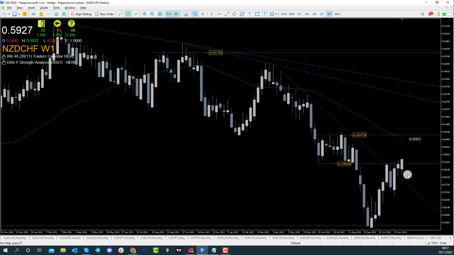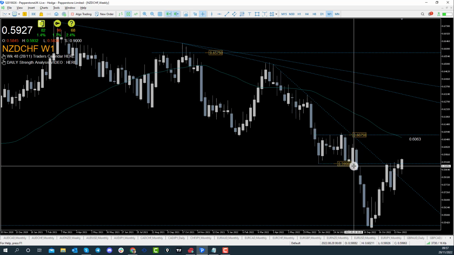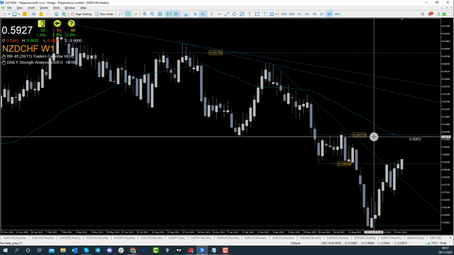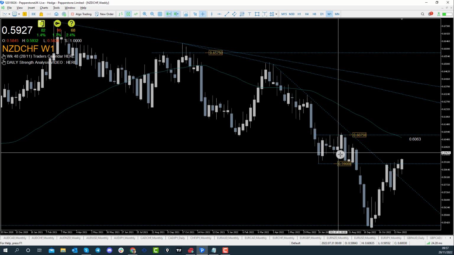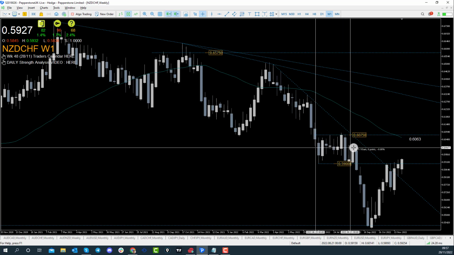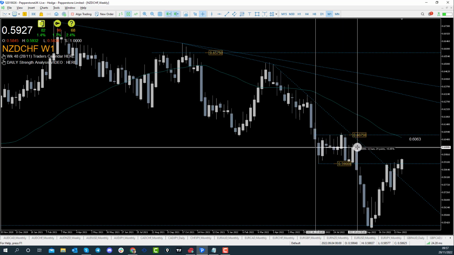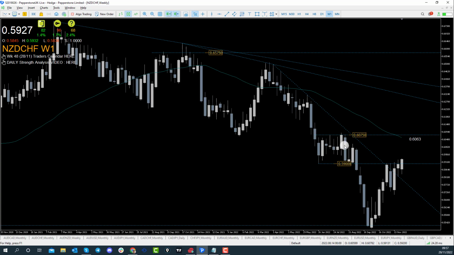Heading down to the weekly time frame, there's a little bit more of a narrative here, because previously price has been within a range. You can see this period over here between the end of June and the start of September, price was trading between these two levels of interest: the 0.59 handle and the 0.6075 handle. Price was trading between that for quite a period of time, around 11 weeks of movement there.